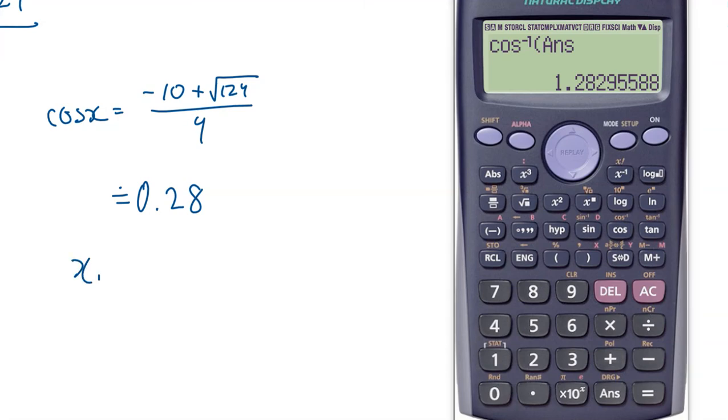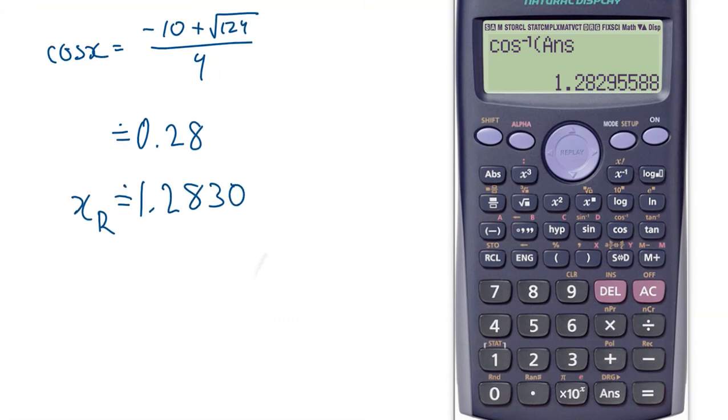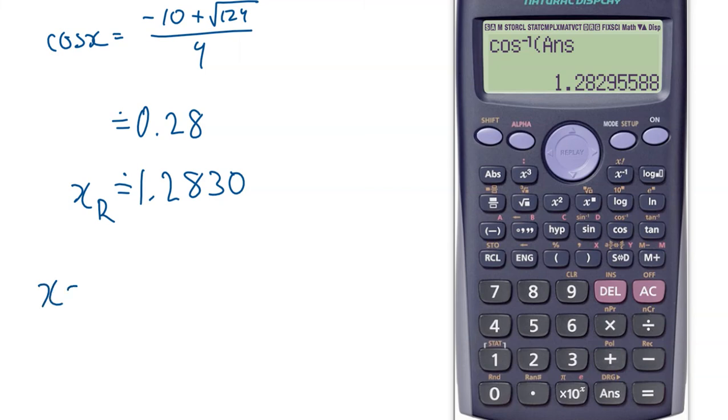So x related should be 1.2830. And now we're going to quadrant 2. So it's 2 pi minus that answer, 5.0002.